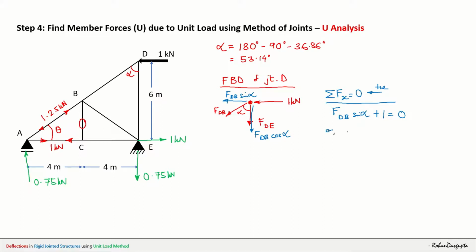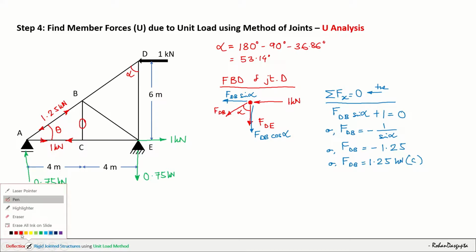Or FDB equals minus 1 divided by sin alpha. Or you will get that FDB equals minus 1.25. What does this minus sign indicate? It simply indicates that FDB is compressive in nature. So I will write simply that this is compression here.